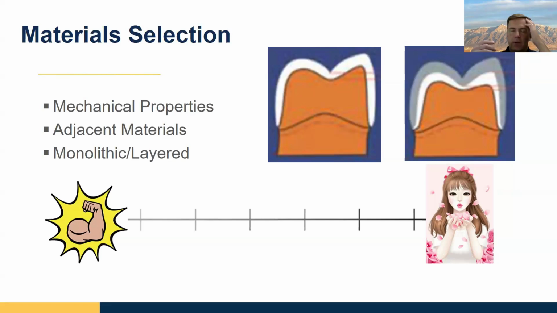But really, talking about aesthetic materials, we really only have two options. Zirconia, but that's a pretty big topic now. And then lithium silicate or lithium disilicate. I kind of use the zirconia as the strong end of the spectrum and the lithium products as the pretty.